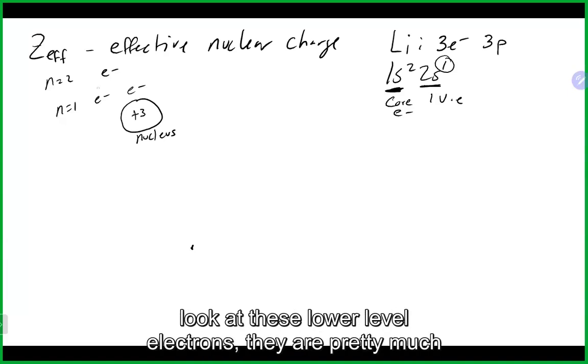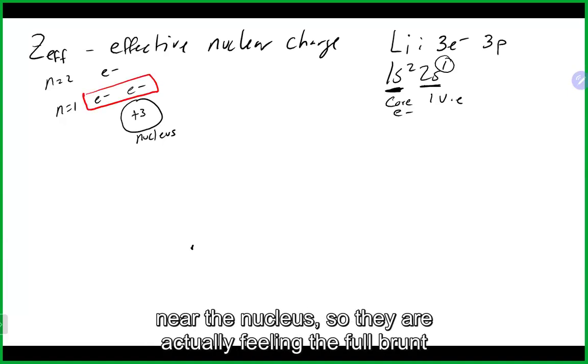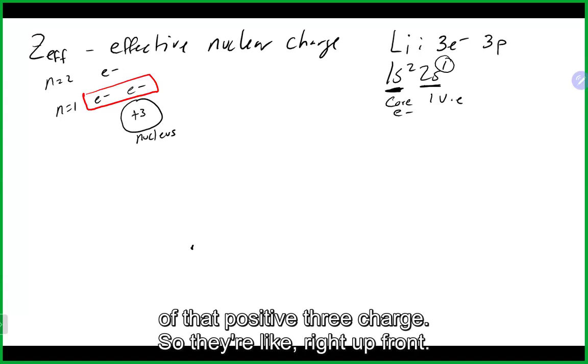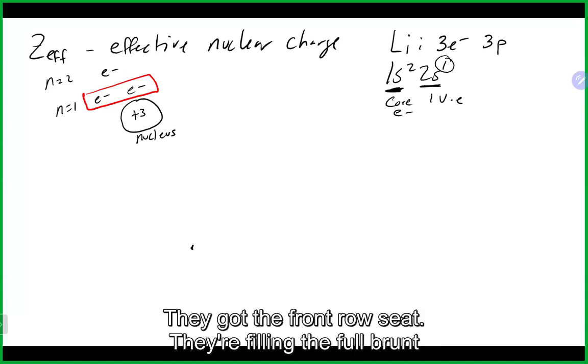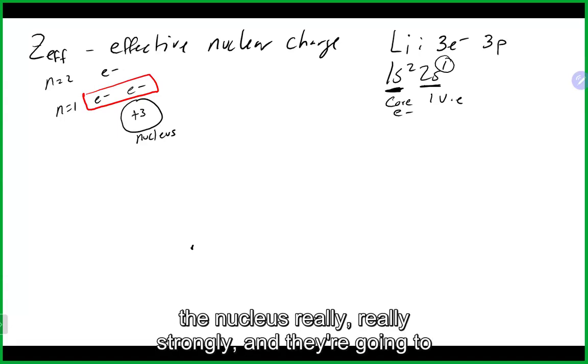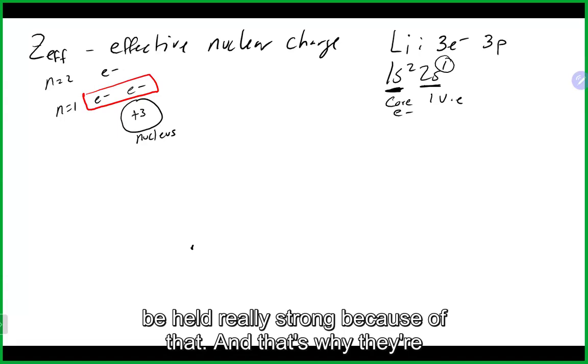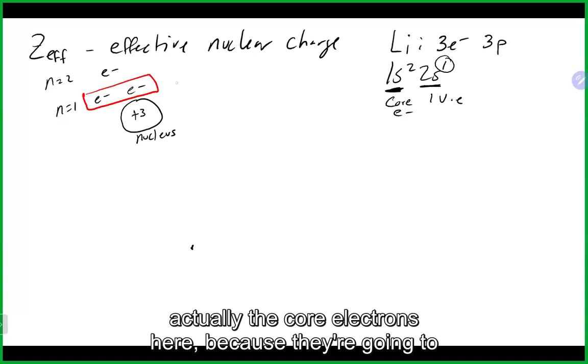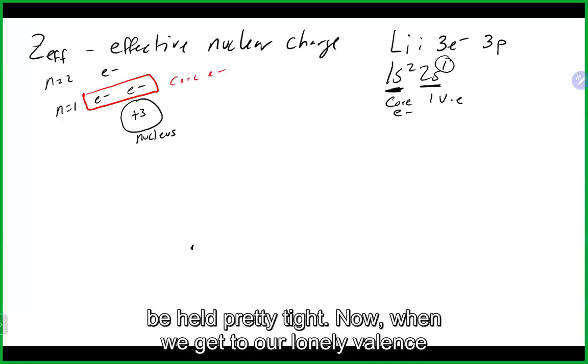So when we look at these lower level electrons, they are pretty much near the nucleus. So they are actually feeling the full brunt of that +3 charge. They're right up front. They got the front row seat. They're feeling the full brunt of that positive charge. So they're going to be attracted to the nucleus really, really strongly, and they're going to be held really strong because of that. That's why they're the core electrons here, because they're going to be held pretty tight.